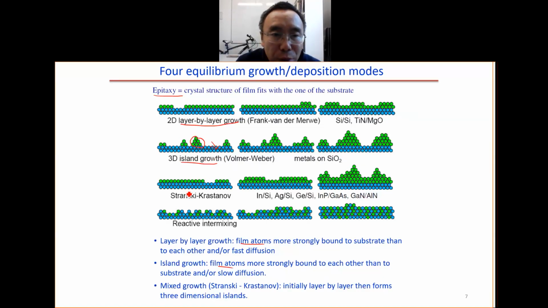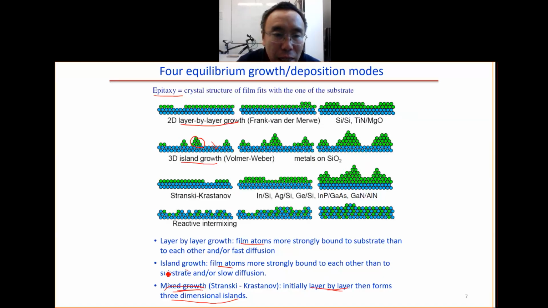The third one is called mixed growth. In this case, we start with layer by layer growth, and then we have island growth. You can see layer by layer, then this island growth. So this is the mixed growth.